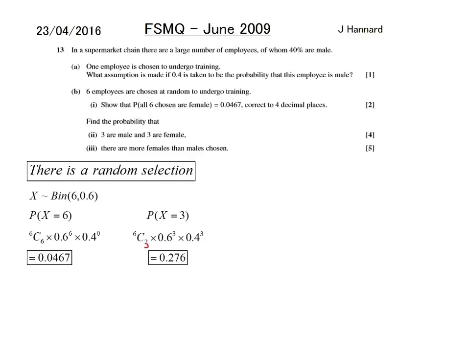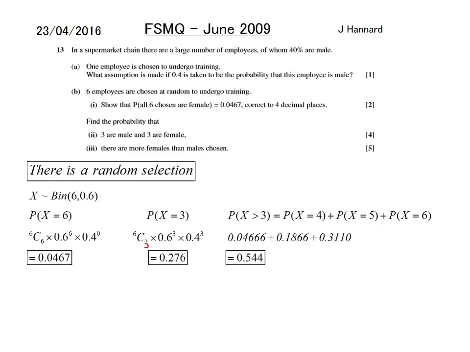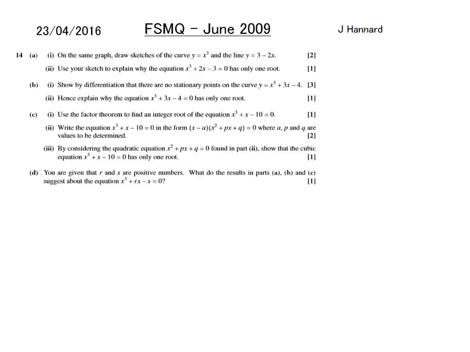Now then, this is the interesting one. There are more females than males chosen. That's P(X > 3). So that's just 4, add 5, add 6, which is 0.544. So not the worst binomial question by any means, and that is a nice 12 marks in the bag if you know it. Question 14 then.